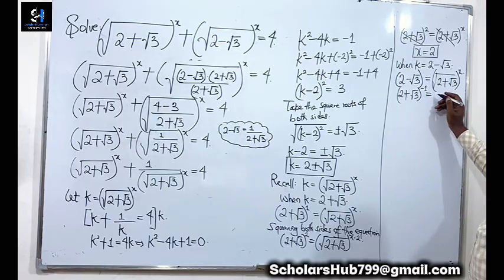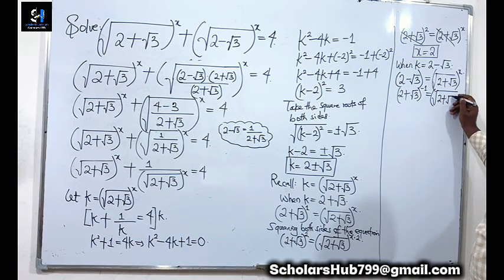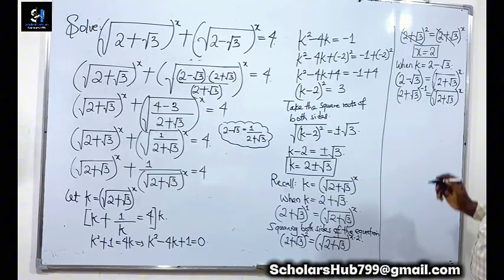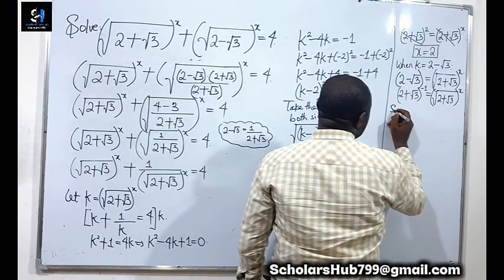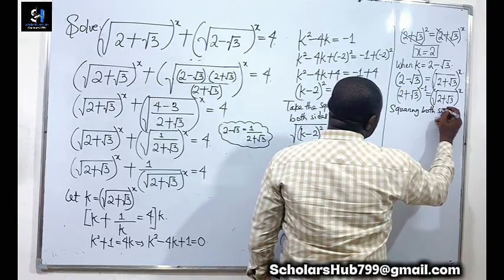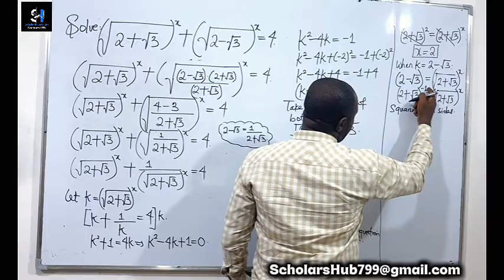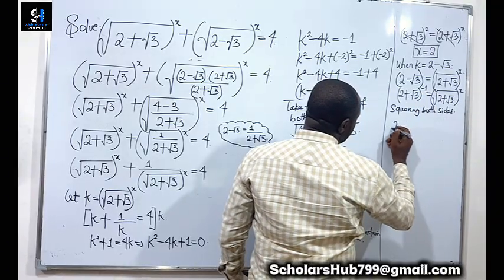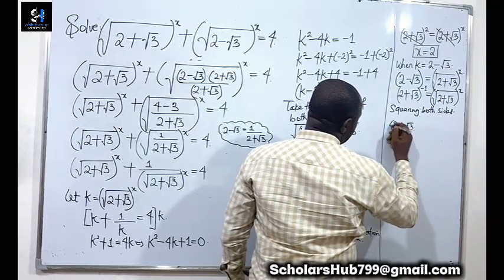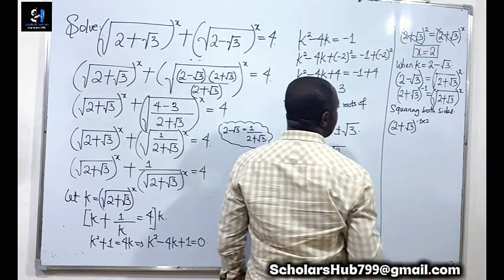And that will be equal to the x power of radical 2 plus root 3. Now again, I'm going to square both sides. So squaring both sides. I'm going to multiply the power of this by 2, so that this will be 2 plus radical 3 raised to the power of minus 1, then times 2.